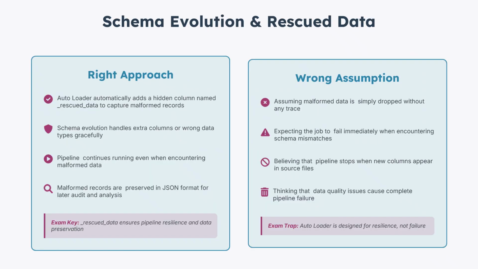Autoloader automatically adds a hidden column named _rescued_data to capture malformed records. Schema evolution handles extra columns or wrong data types gracefully, so the pipeline continues running even when encountering malformed data. Malformed records are preserved in JSON format for later audit and analysis. The exam key is that _rescued_data ensures pipeline resilience and data preservation. Don't assume malformed data is simply dropped or that the job fails immediately when encountering schema mismatches. Autoloader is designed for resilience, not failure.